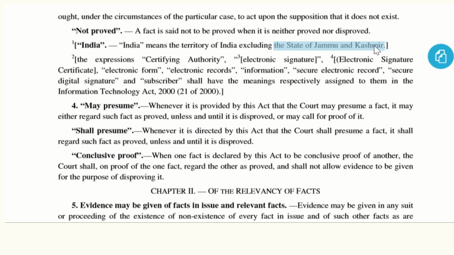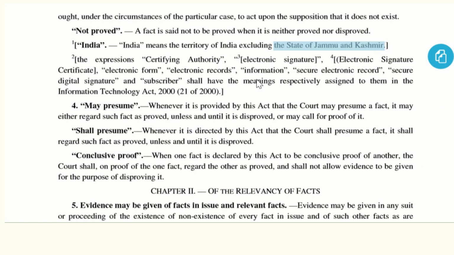Now, the expressions certifying authority, electronic signature certificate, electronic form, electronic records, information, secure electronic records, secure digital signature, subscriber will have the same meaning as in Information Technology Act 2000. To put it simply, these words have not been defined in this act. You should take the definition from the Information Technology Act 2000. That is what they try to say.